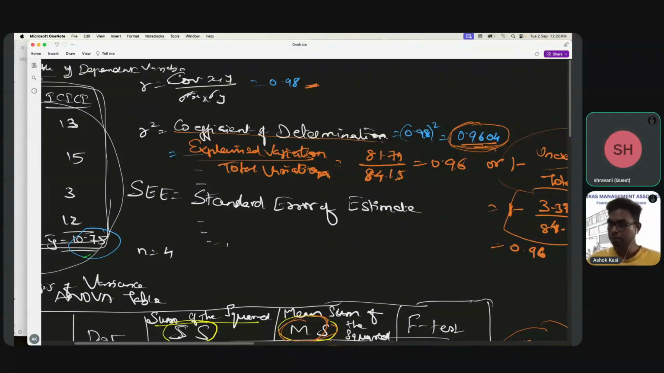Then the standard error of estimate is nothing but the standard deviation of the entire model. This is the standard deviation of the entire model.